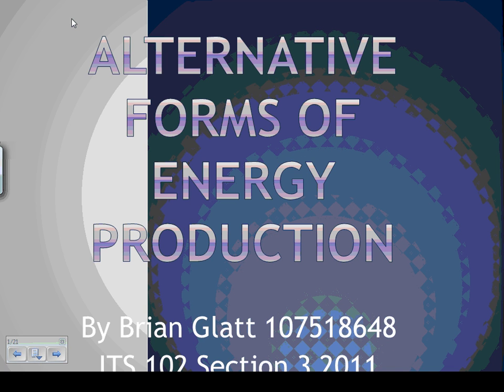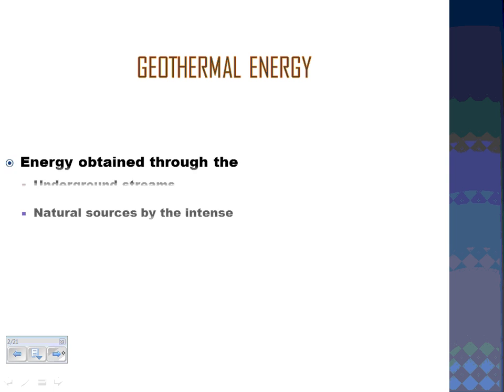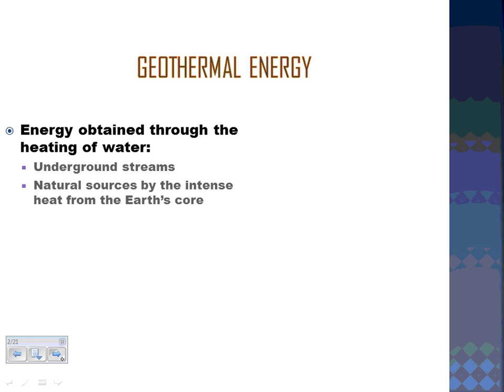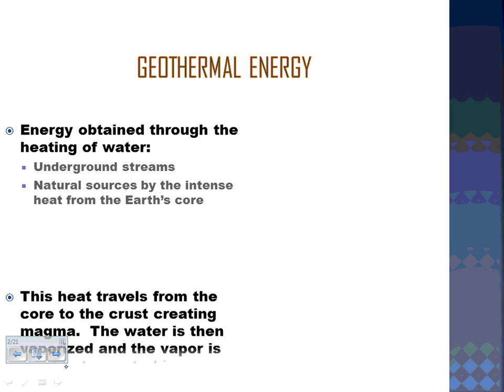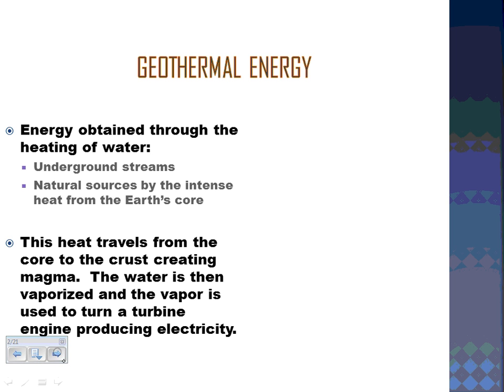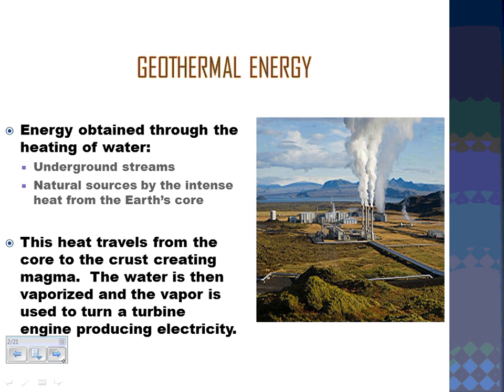Today's topic is alternative forms of energy production by me, Brian Glatt. We start with geothermal energy. Geothermal energy is using the heat energy from the Earth's core to heat underground streams. These underground streams are brought to a geothermal power plant, as seen on the right, and turn a turbine, powering a generator, creating electrical energy.